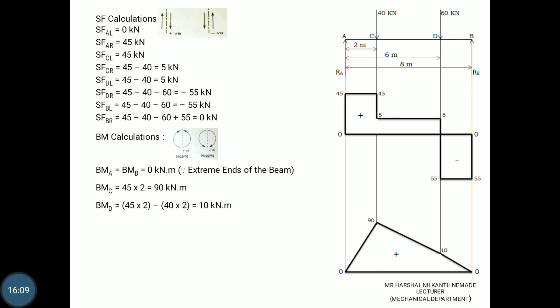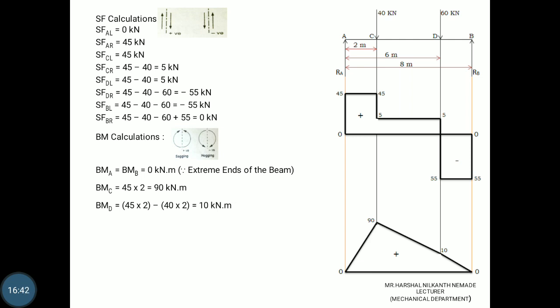At D point I will calculate from the right-hand side, not 55. So I will calculate 45 multiplied by 2 minus 40 multiplied by 2, is equal to how much? It will be 10 kilonewton meter.